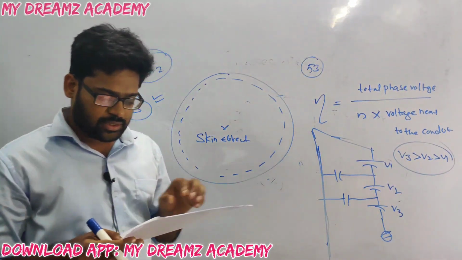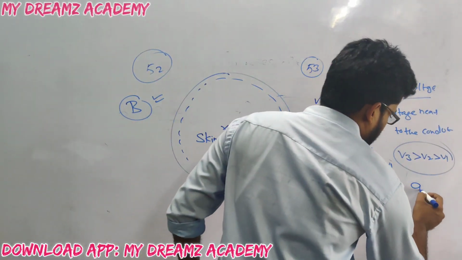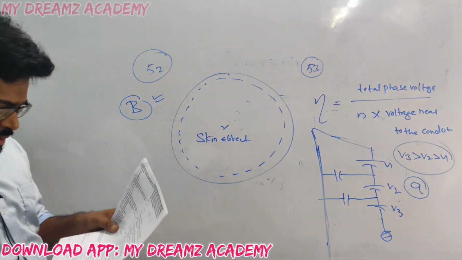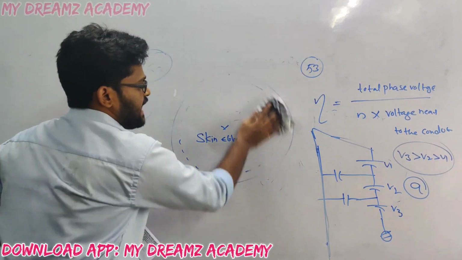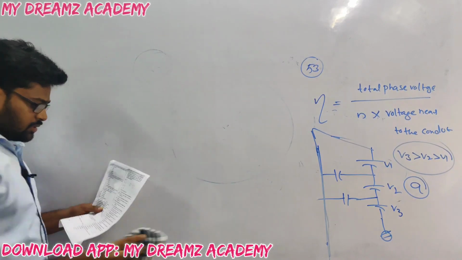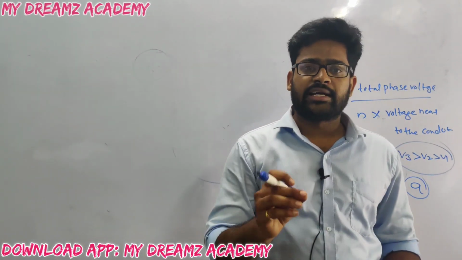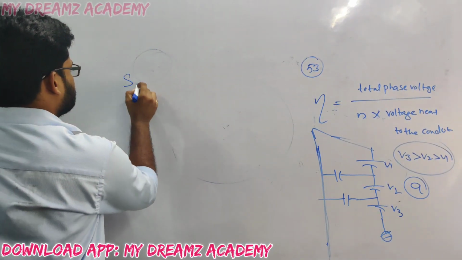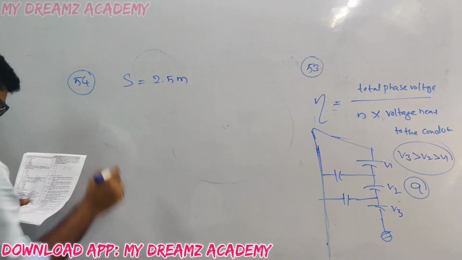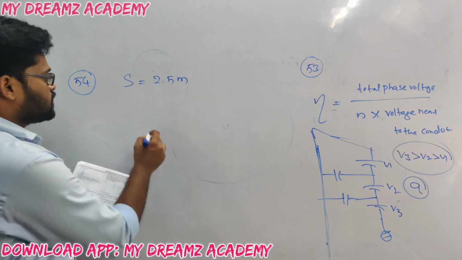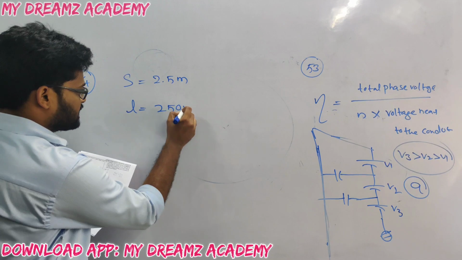Now I will read the options. The disc nearer to the conductor has the maximum voltage across it. So option A is correct. Option A is correct for the 53rd question. Next, the 54th question. This question is from sag. The sag of the conductor of a transmission line is given as 2.5 meters, when the span, that is the length between supports, is 250 meters.